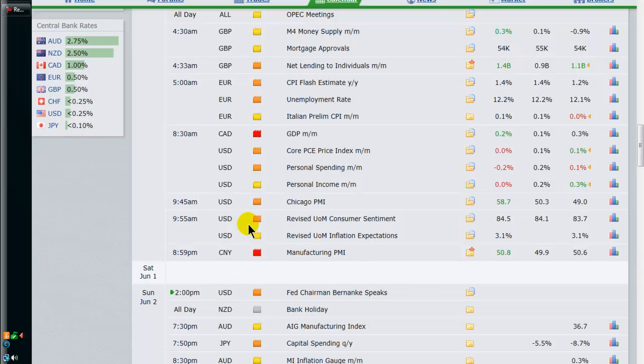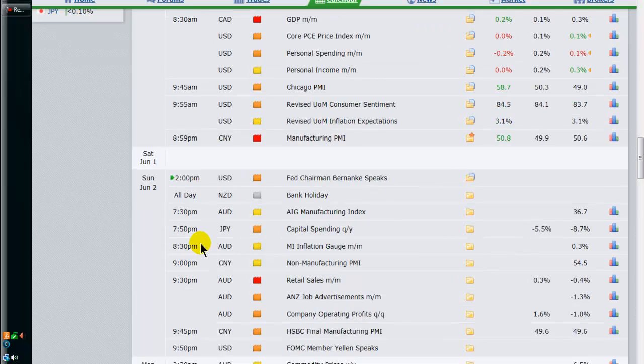Suppose even some news were released after Forex is closed on Friday, check them. And also news that were due on Saturday, check them to see whether they will have some effects on the market as the market is open.